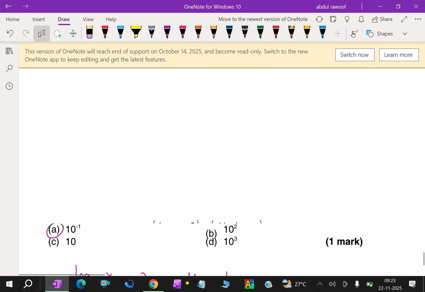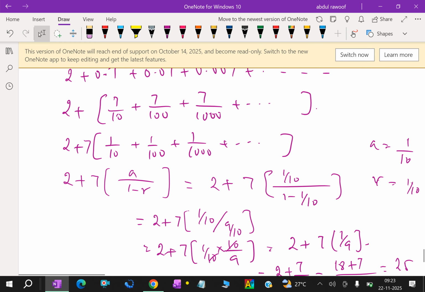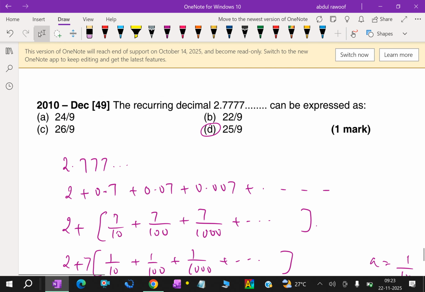So far we discussed and solved some MCQ questions from the CA foundation examination regarding maths.